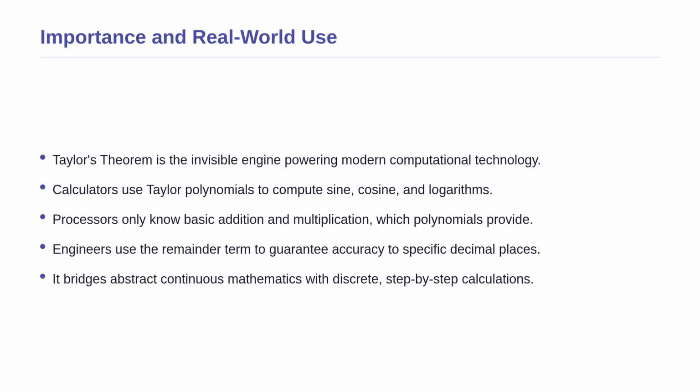After seeing both successes and failures, let us understand why this matters in the real world. Taylor's theorem with the remainder is the invisible engine powering almost all modern computational technology. When you type a trigonometric or logarithmic function into a calculator, the machine does not look up the answer in a giant table. Instead, it uses a Taylor polynomial to calculate the value using only basic addition and multiplication. The remainder term is crucial because engineers use it to figure out exactly how many terms are needed to guarantee the answer is correct to 10 decimal places.